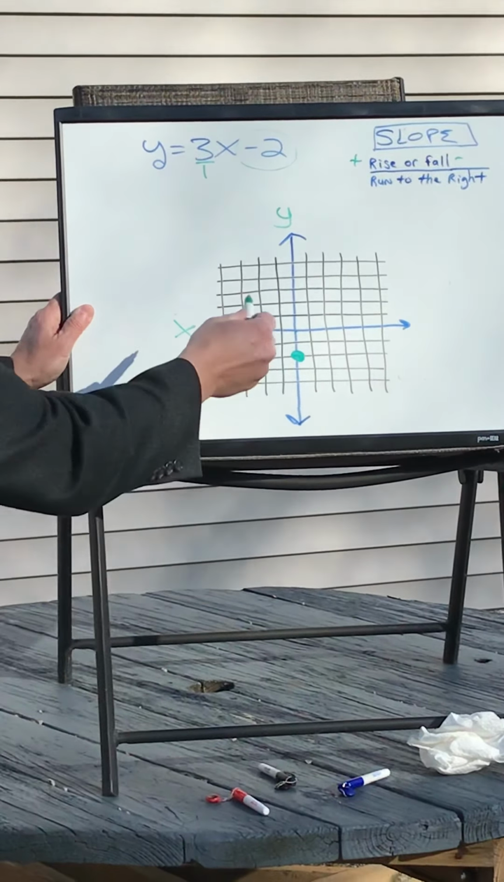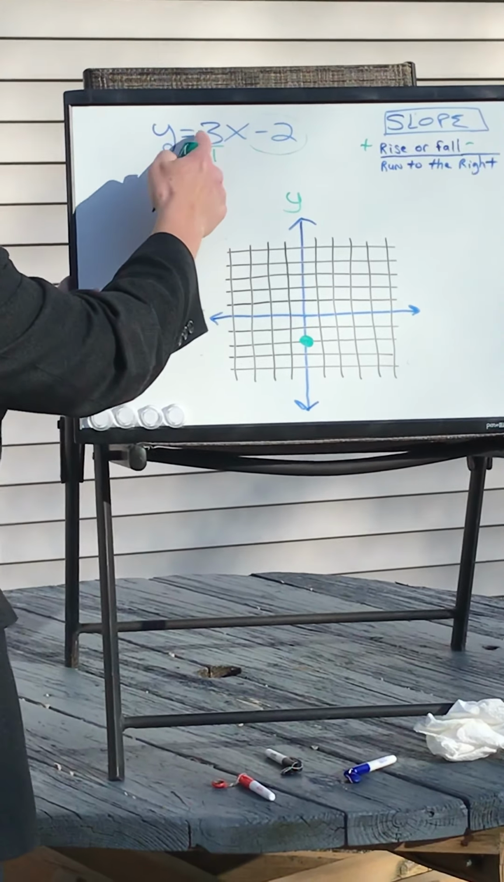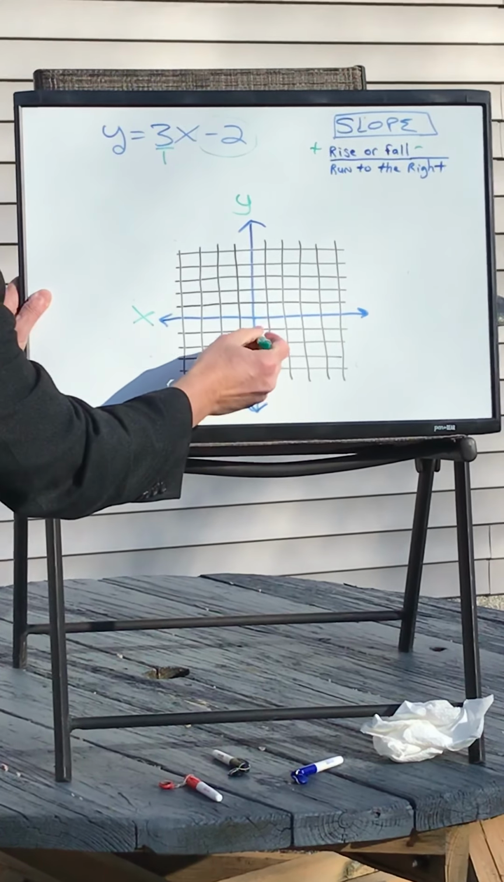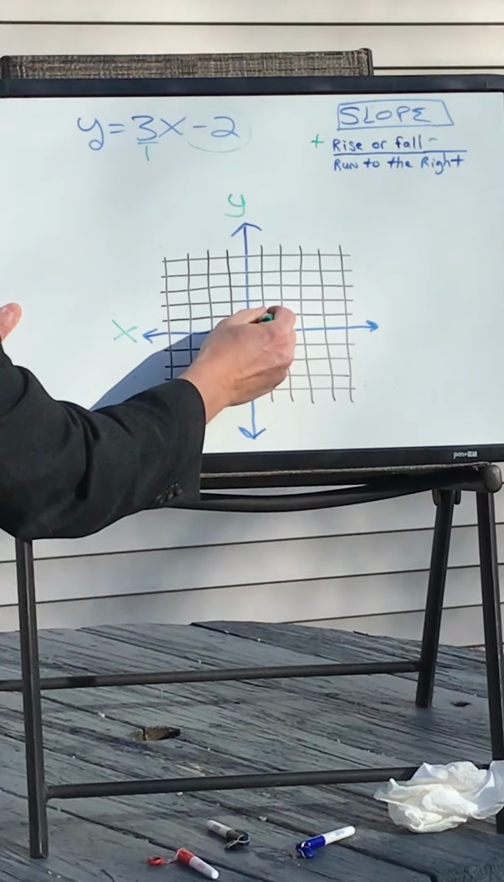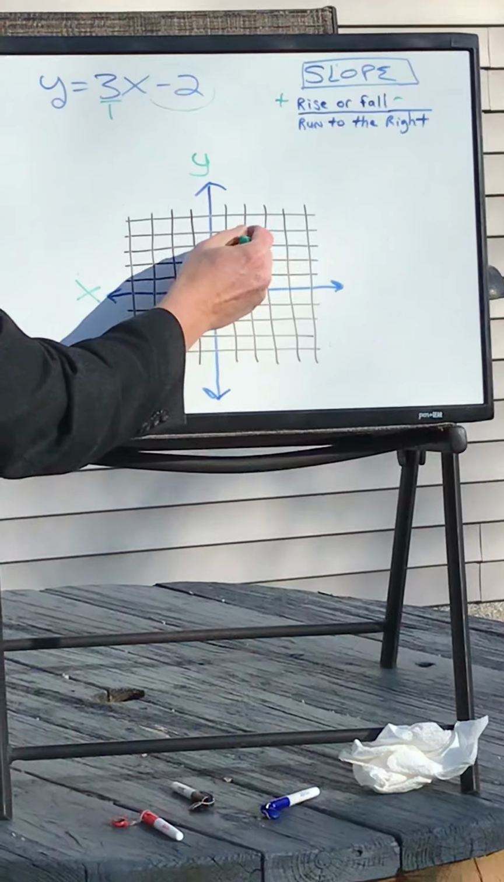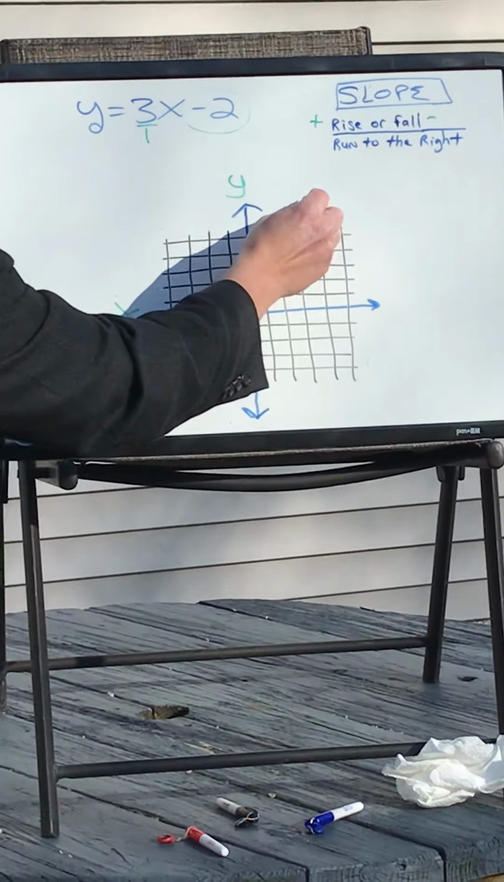So how do we plot this from here? So we go from the -2, and we're going to do this. We're going to rise, because it's a positive number, we're going to rise 3, run 1. So we're going to go 1, 2, 3, 1. Make a big dot here on purpose. Let's do it one more time. 1, 2, 3, 1. Now I have 3 dots in a row that are on this line. Then I'll draw the line.